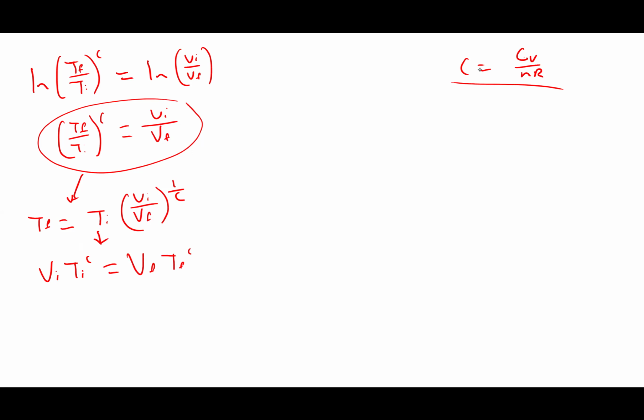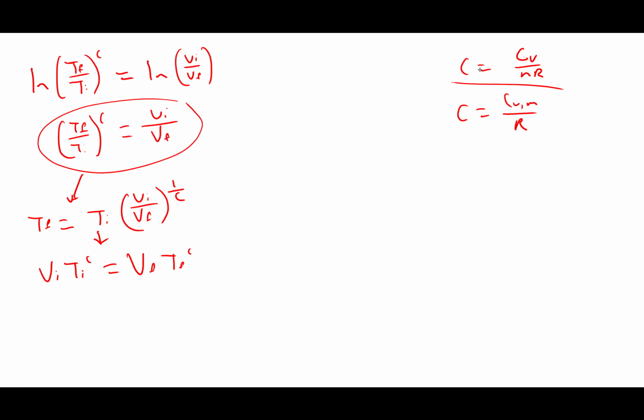Again, C is still CV over NR. Or another way you could say it is that CV over N is the same thing as the molar heat capacity at constant volume. It's the same exact thing, just depends on what numbers exactly you have, if you're given CV, the molar heat capacity.